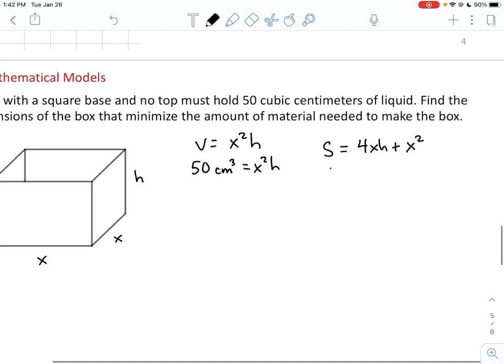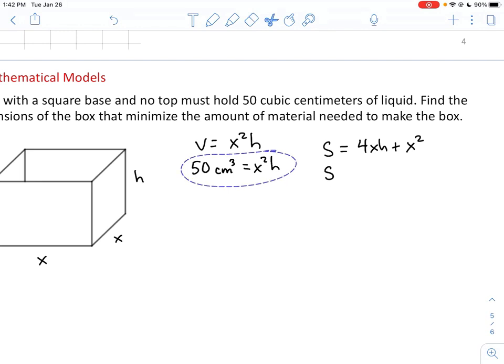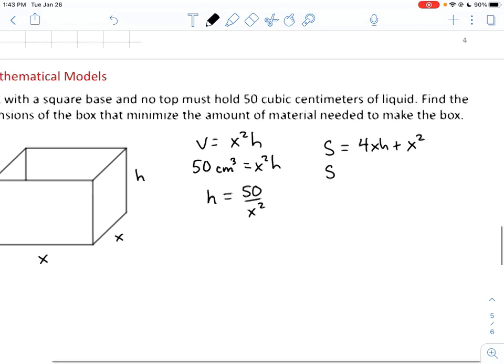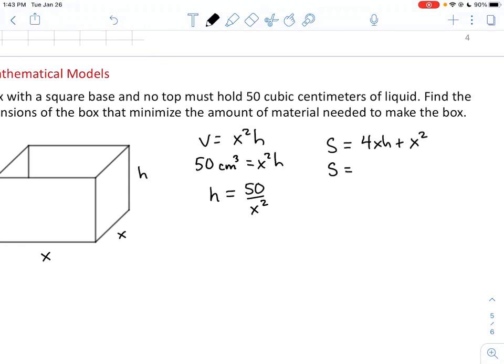And currently our surface area has 2 variables involved. It's x and h. We want to be able to boil this down to a function of just one variable. So I'm going to target the h for substitution. By using this volume information, we can solve this for h and replace that into the surface area function. So divide both sides by x squared, we get h is equal to 50 divided by x squared. Now we're going to take this and substitute it into our surface area expression. So it's 4x times h. H is 50 over x squared, and then plus another x squared.